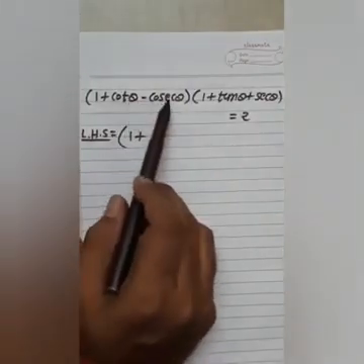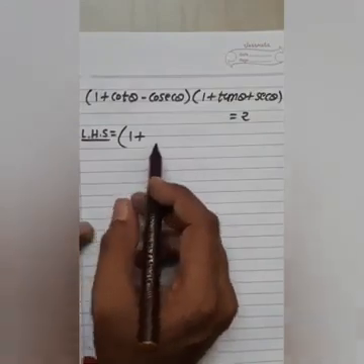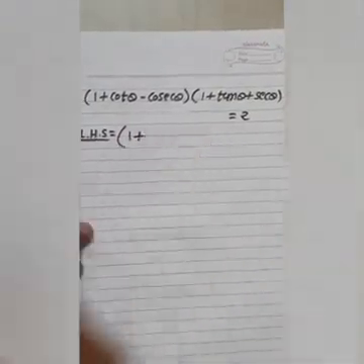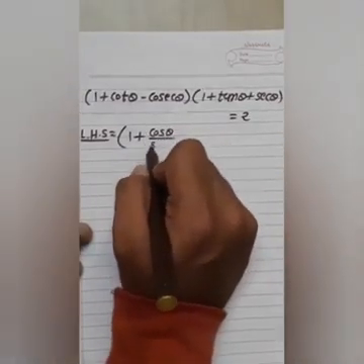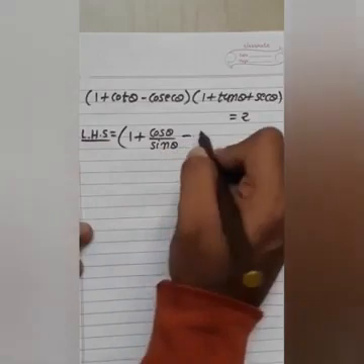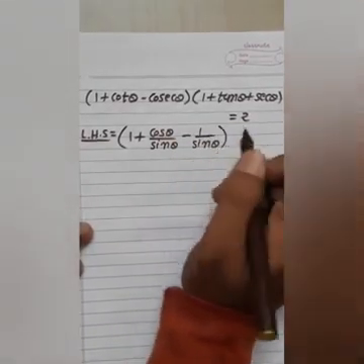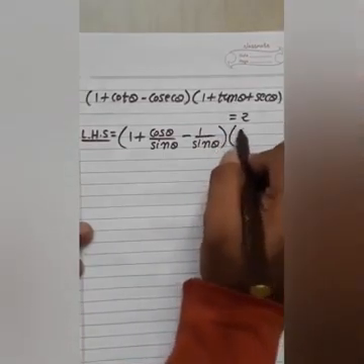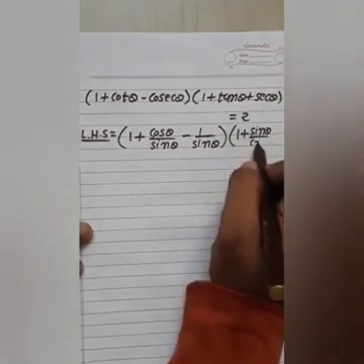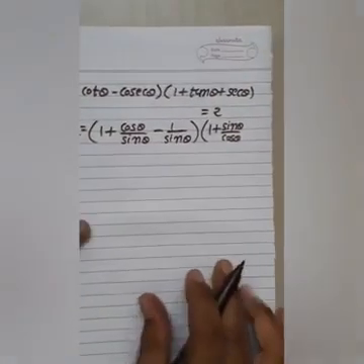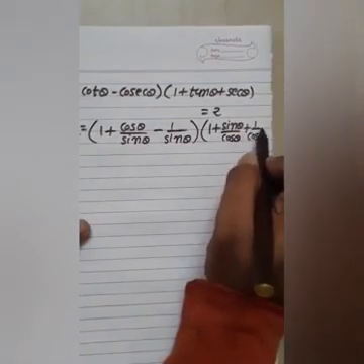Again here cot, cosec, tan and sec forms we can convert into the form of sin and cos. So cot means we can write cos theta upon sin theta, minus cosec theta, that means 1 upon sin theta. In another bracket 1 plus tan theta, that means sin theta upon cos theta, plus sec theta, that means 1 upon cos theta, bracket over.